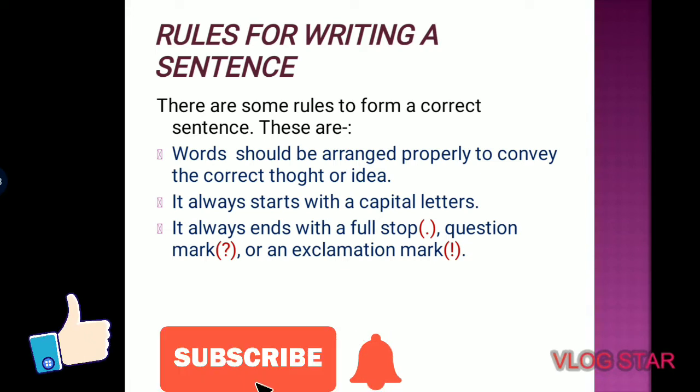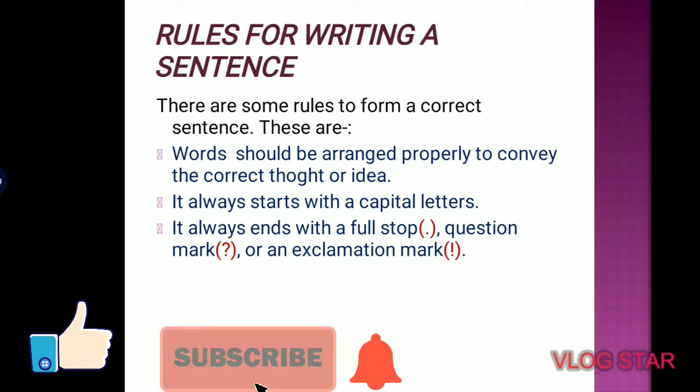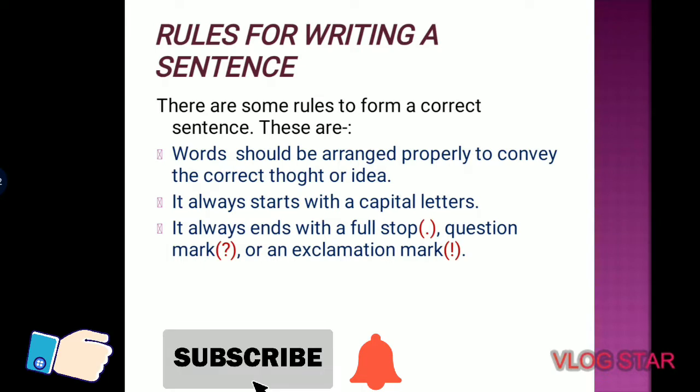Number one, words should be arranged properly to convey the correct thought or idea. I told you, when words are there but not arranged properly, it won't convey the correct meaning. It should be arranged properly. Number two, it always starts with a capital letter. Never write a small letter when you begin to write a sentence. It should always be a capital letter.